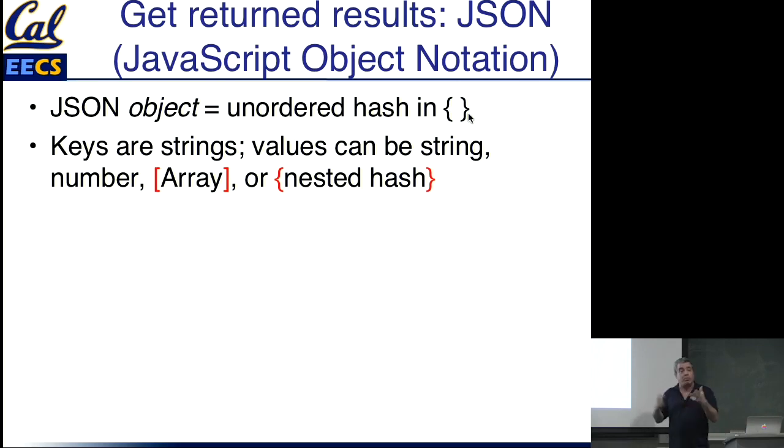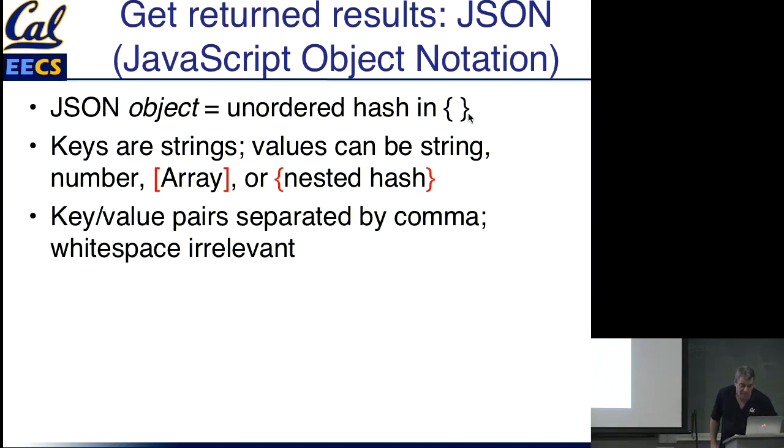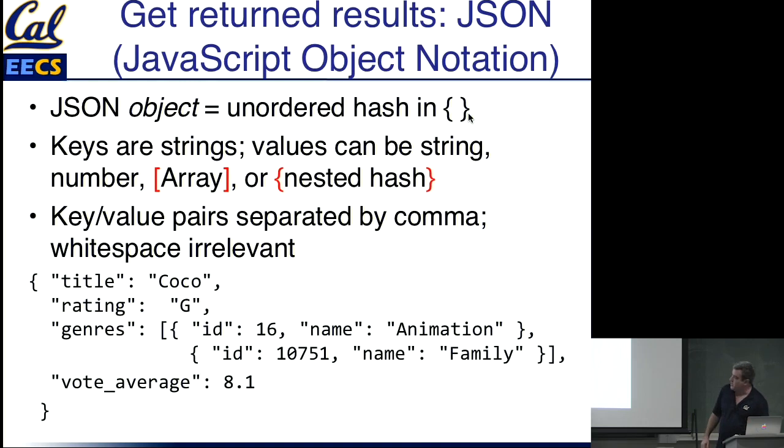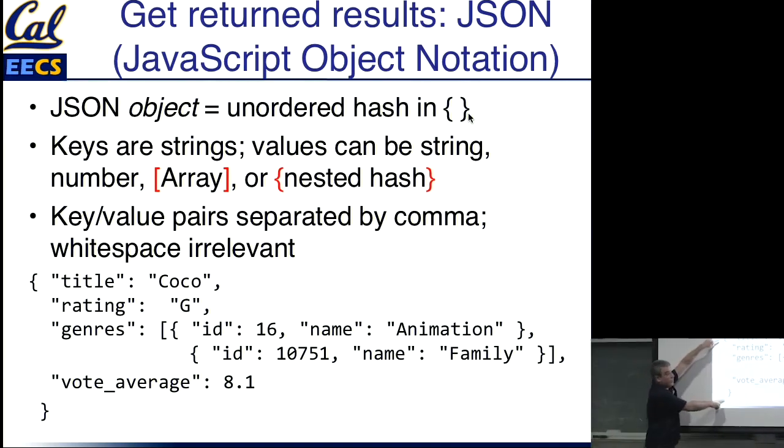So you can build up pretty complicated data structures with this, as long as everything in the data structure can be represented as one of those four kinds of stuff. Key value pairs are separated by commas. White space doesn't matter. So here's a very simplified but legal piece of JSON. I have a single object, right? Curly brace, curly brace. Within that object, I have a key called title. Its value is Coco. I have a key called rating. Its value is G. I have a key called genres, whose value is an array.